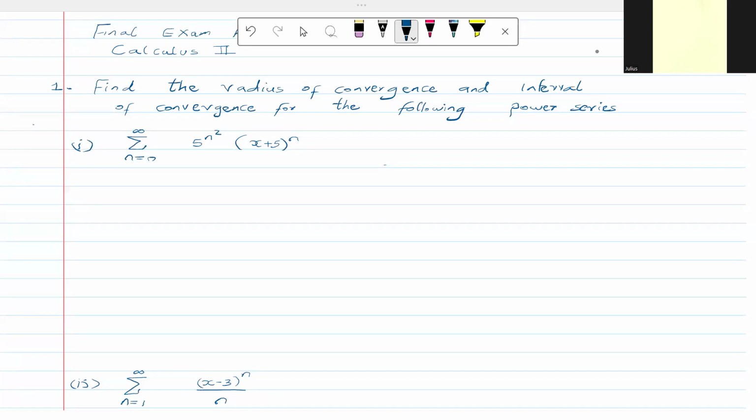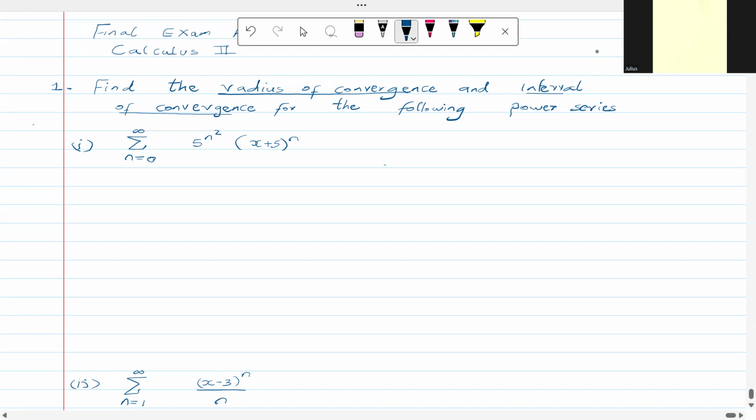Welcome to the final exam review of Calculus 2. We start by finding the radius of convergence and the interval of convergence of the following power series. We have the sum as n starts from 0 to infinity of 5n squared times (x plus 5) to the power n.